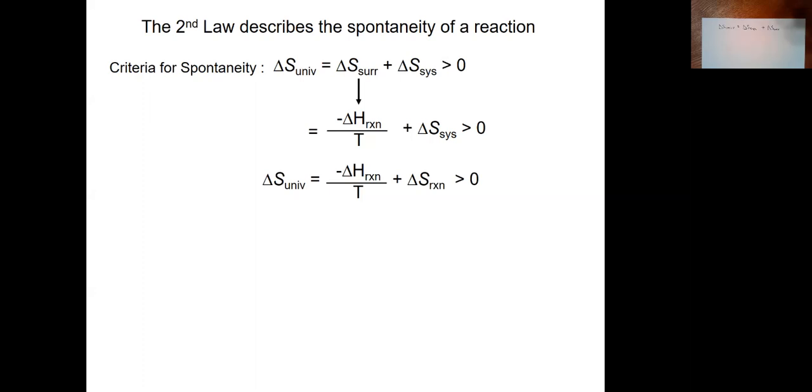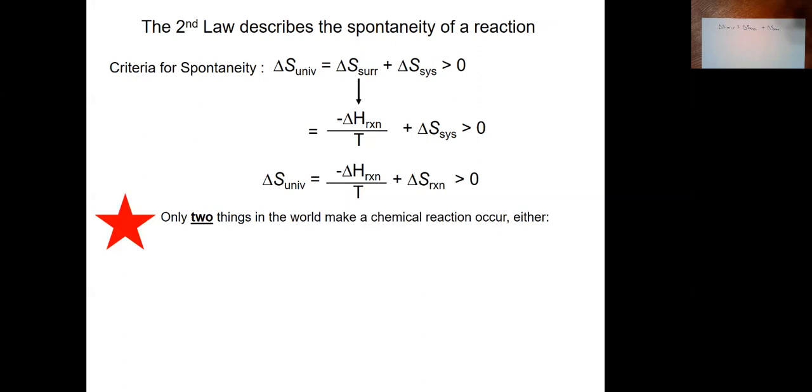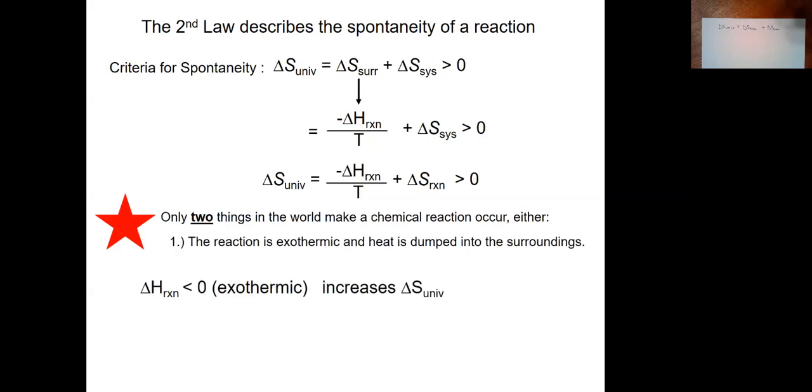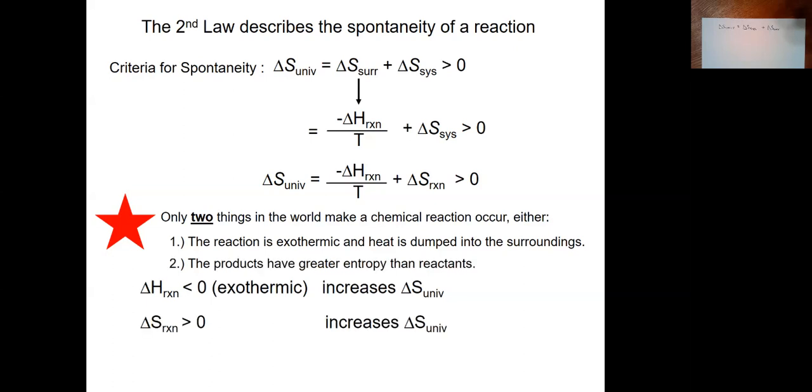So in general, lower enthalpy and higher entropy for a reaction are driving forces. In general, exothermic reactions tend to be spontaneous, and in general, when delta S is positive, those reactions tend to be spontaneous. We're going to say it this way: only two things in the world could make a chemical reaction occur. Either the reaction is dumping tons of heat into the surroundings because it's exothermic, and exothermic reactions cause the universe entropy to increase, or the products have greater entropy than the reactants, because a positive delta S of the reaction will cause the entropy of the universe to increase.